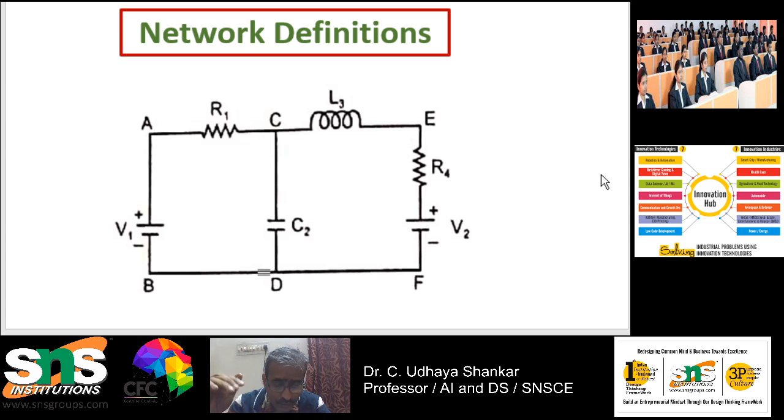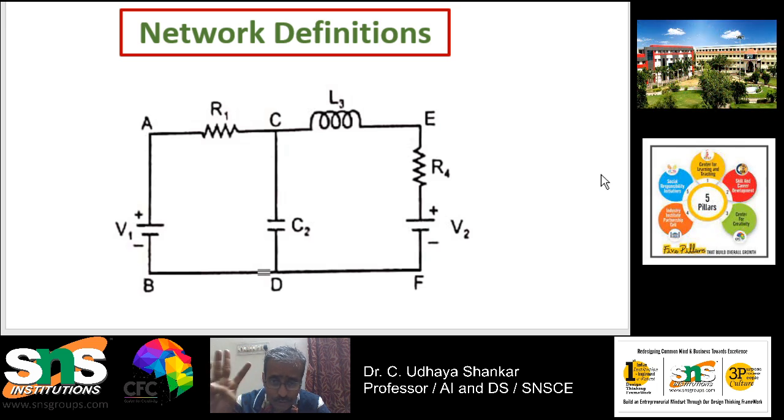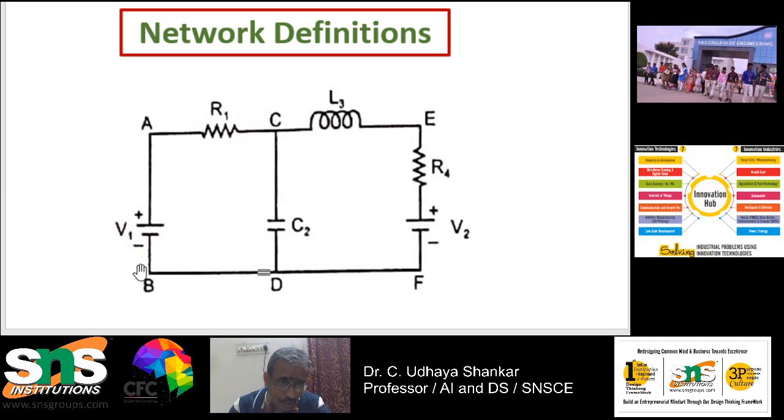Active elements are the ones which can supply energy, and passive elements are the ones which are going to receive the energy. So here in this circuit, we have two different active elements, that is V1 and V2. And here we have 4 different passive elements, that is R1, R4, L3 and C2. So this is how the network elements are classified, and these are the different network elements.